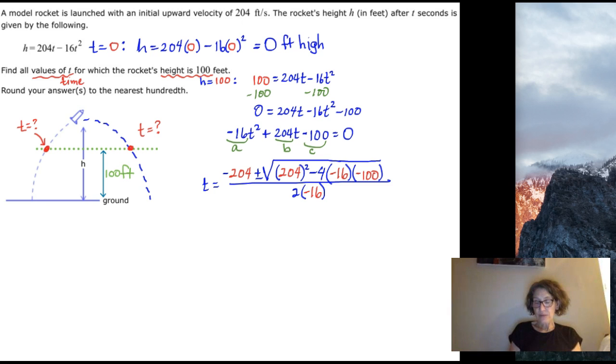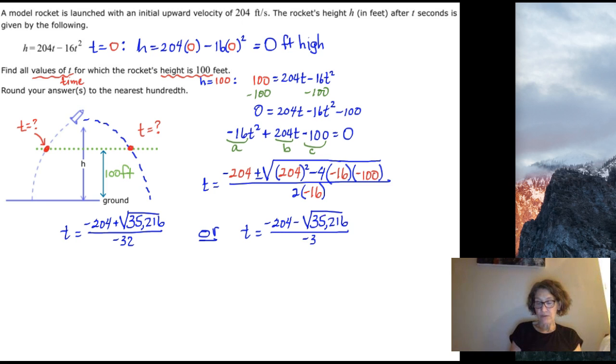All right, so let's simplify a little bit and break it up into 2 possible solutions. So t equals negative 204 plus the square root of, I got the 35,216 over negative 32. And the other one is t equals negative 204 minus the square root of 35,216 all over negative 32.